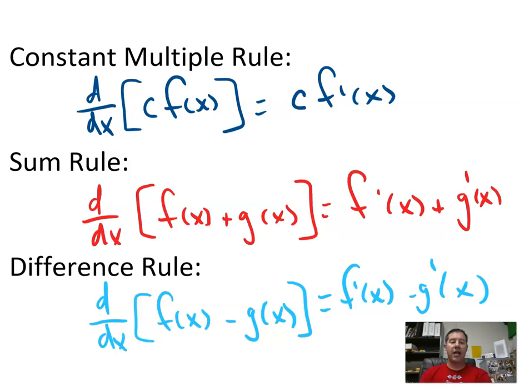You can ignore a constant in front, take the derivative of the function, and then add the constant back when it's all said and done. Just like we can do with limits. The sum rule says that if you're taking the derivative of 2 things adding together, you can take the derivative of each of those things individually. This allows us to take the derivative of polynomials and other functions like that. Same thing with the difference rule. If I'm taking the derivative of x cubed minus 5x squared, I can take the derivative of each of those separately and subtract them when I'm all said and done. So: constant multiple rule, sum rule, and difference rule.